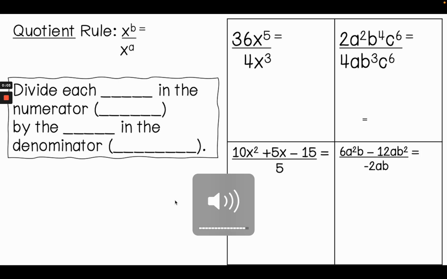Aloha Algebra 1 students, today we're going to be talking about dividing polynomials. The graphic organizer that we're using looks very similar to this, and we're going to start on the front part where it says quotient rule.